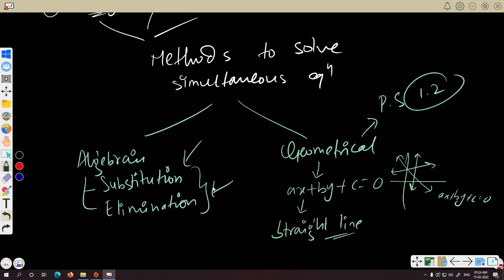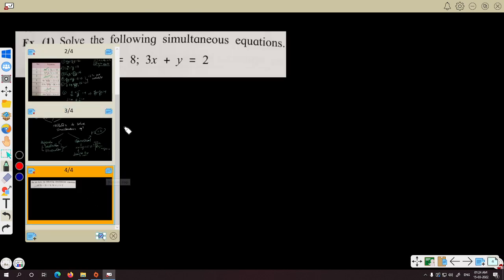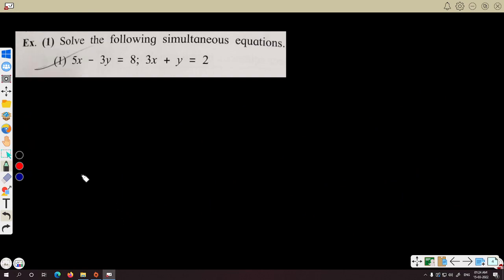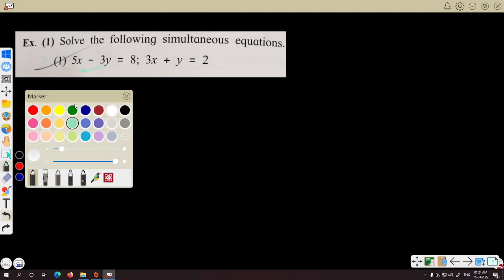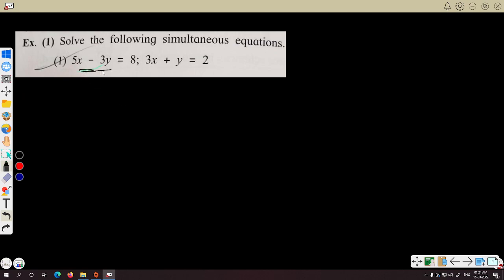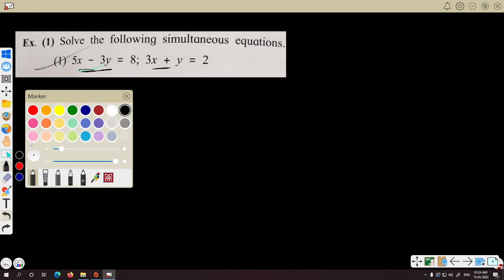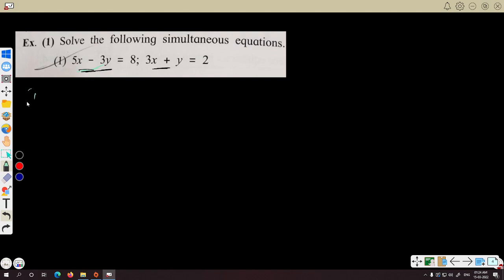First is the substitution and elimination method. Now to understand both the methods, I will take an example which is again from your book. It is one of your solved examples. The question says, solve the following simultaneous equations. First is 5x minus 3y is equal to 8, and the second equation is 3x plus y is equal to 2. So as I said, we will look into substitution method and elimination method. First I will go with the substitution method.